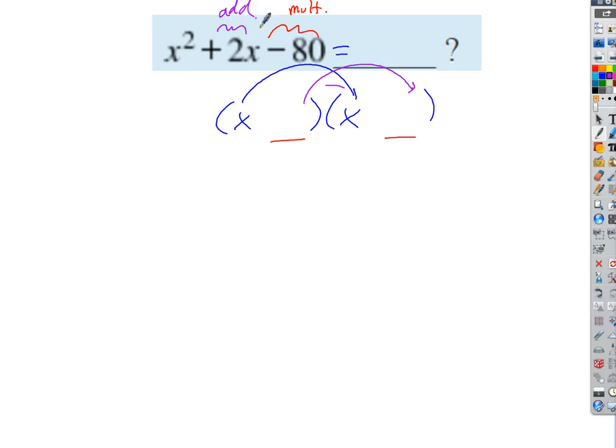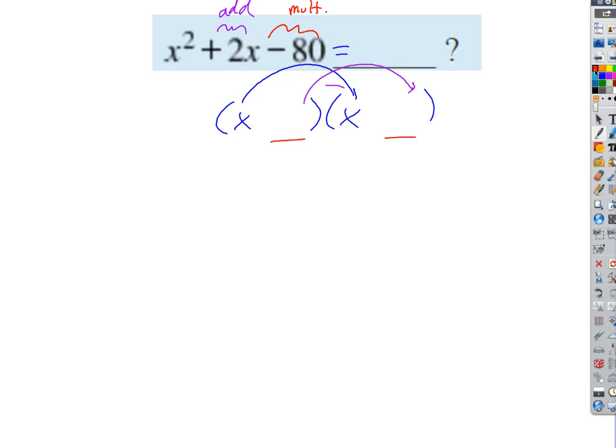They're gonna add to whatever's being multiplied by x, right? So we just have to find those numbers. What two numbers multiply to negative 80 and add to positive 2? That's 10 minus 8. Does that make sense? We gotta find numbers that are gonna be separated. Let's have people raise their hands on these. I'm gonna kind of start calling on people.